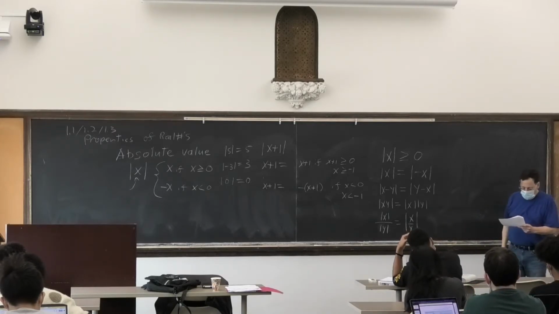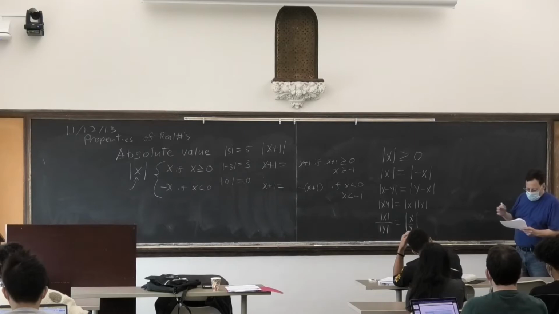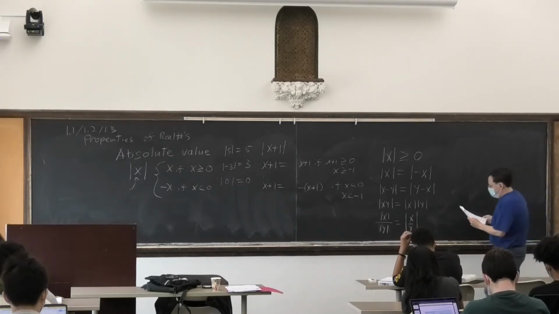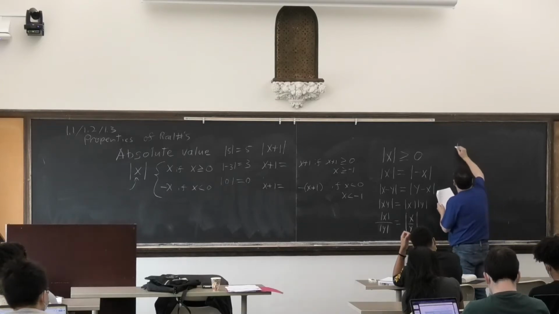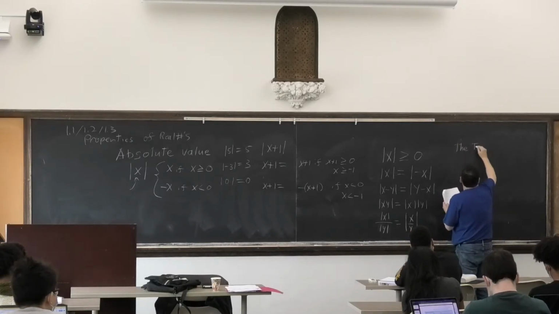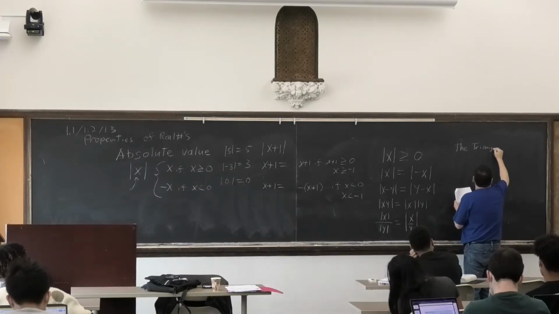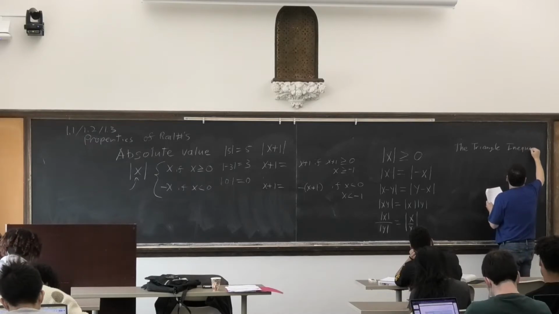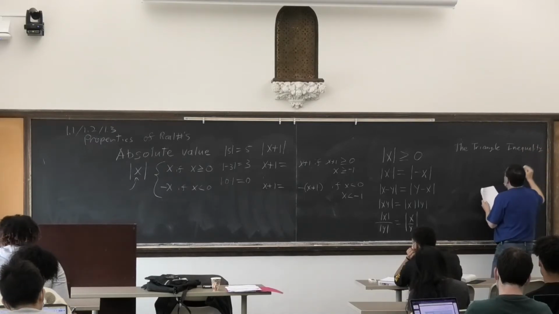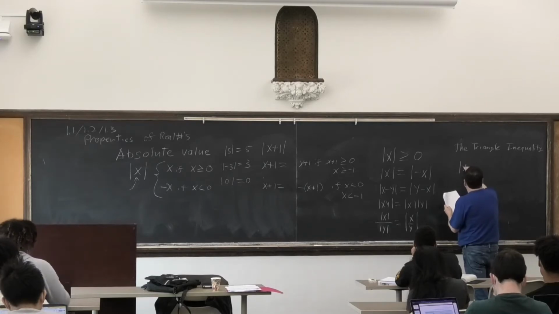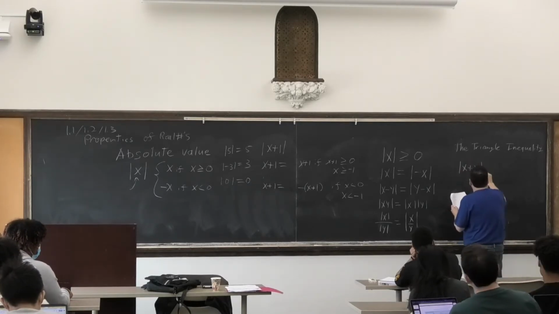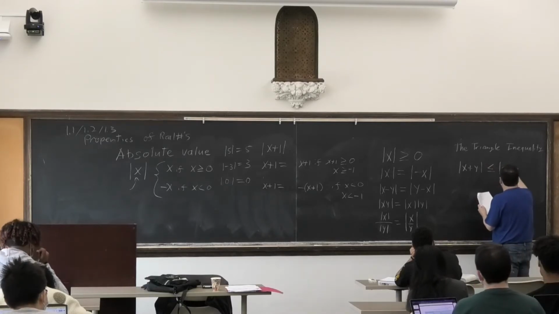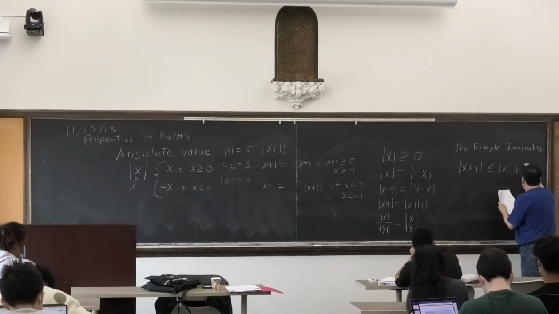There's one more property which is not trivial. It's not simple. It's called the triangle inequality. It says that the absolute value of x plus y is less than or equal to the absolute value of x plus the absolute value of y.